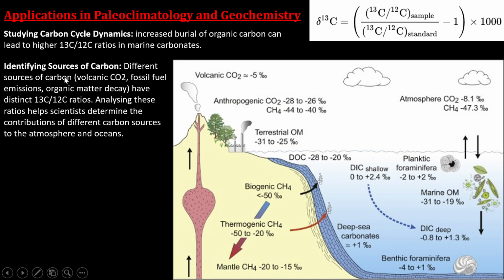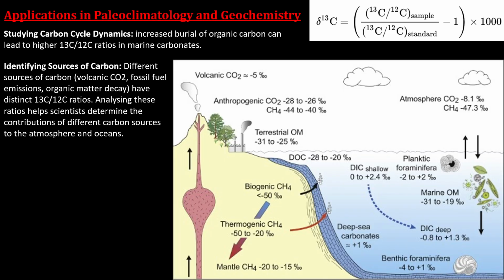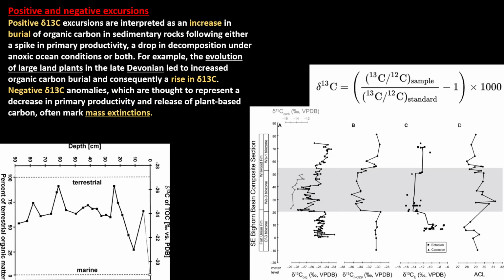It also shows the sources of carbon, focusing on these two carbon isotopes: volcanic CO2, fossil fuel emissions, and organic matter decay. By this ratio, scientists can analyze the different carbon sources to the atmosphere and the ocean, and the carbon concentration.